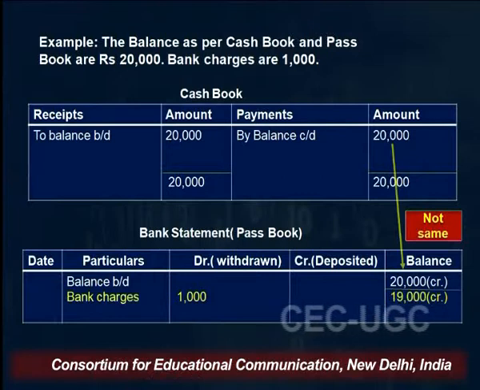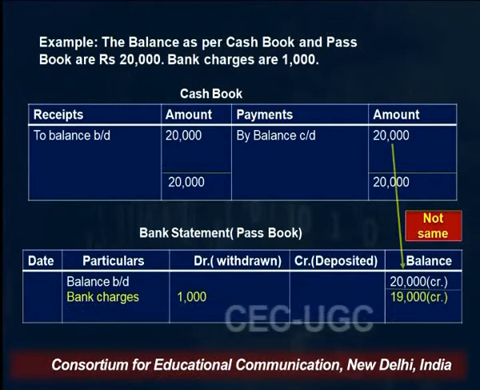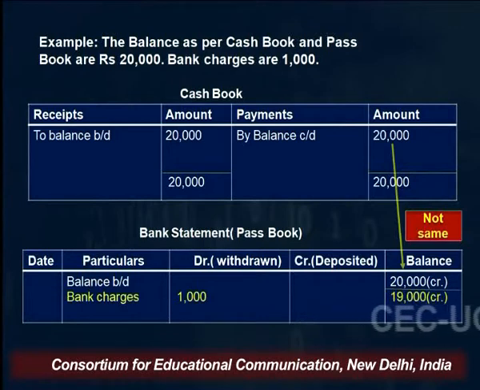Let's understand this with the help of an example. The balances of the cash book and passbook are 20,000. Bank charges are given here as 1,000. So the bank has charged rupees 1,000 as bank charges. So these are the bank charges. We were not aware of these bank charges.